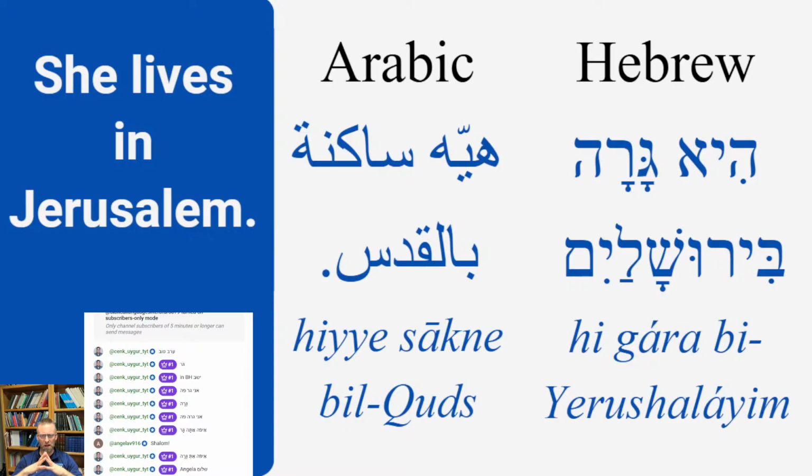All right. So he gara birushalayim, and he sakne bil Quds. Bil Quds. So in the Arabic there, b means in. Il means the. And Quds with that glottal K sound or glottal Q, however you want to think of it, means Jerusalem. Il-Quds is Jerusalem. There's Il-Quds University in Jerusalem, which means Jerusalem University. Okay. All right, yalla, let's go. Let's do some more.